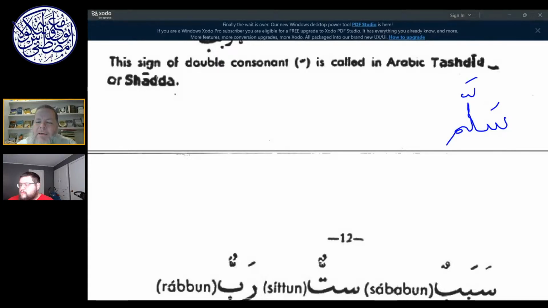Sallama is basically doubling the lam. I'm doubling that letter and putting a sukoon on the first one, so I don't have a vowel sound. I just stop on it. I say sallama. Does it make sense? Yeah, it makes sense.